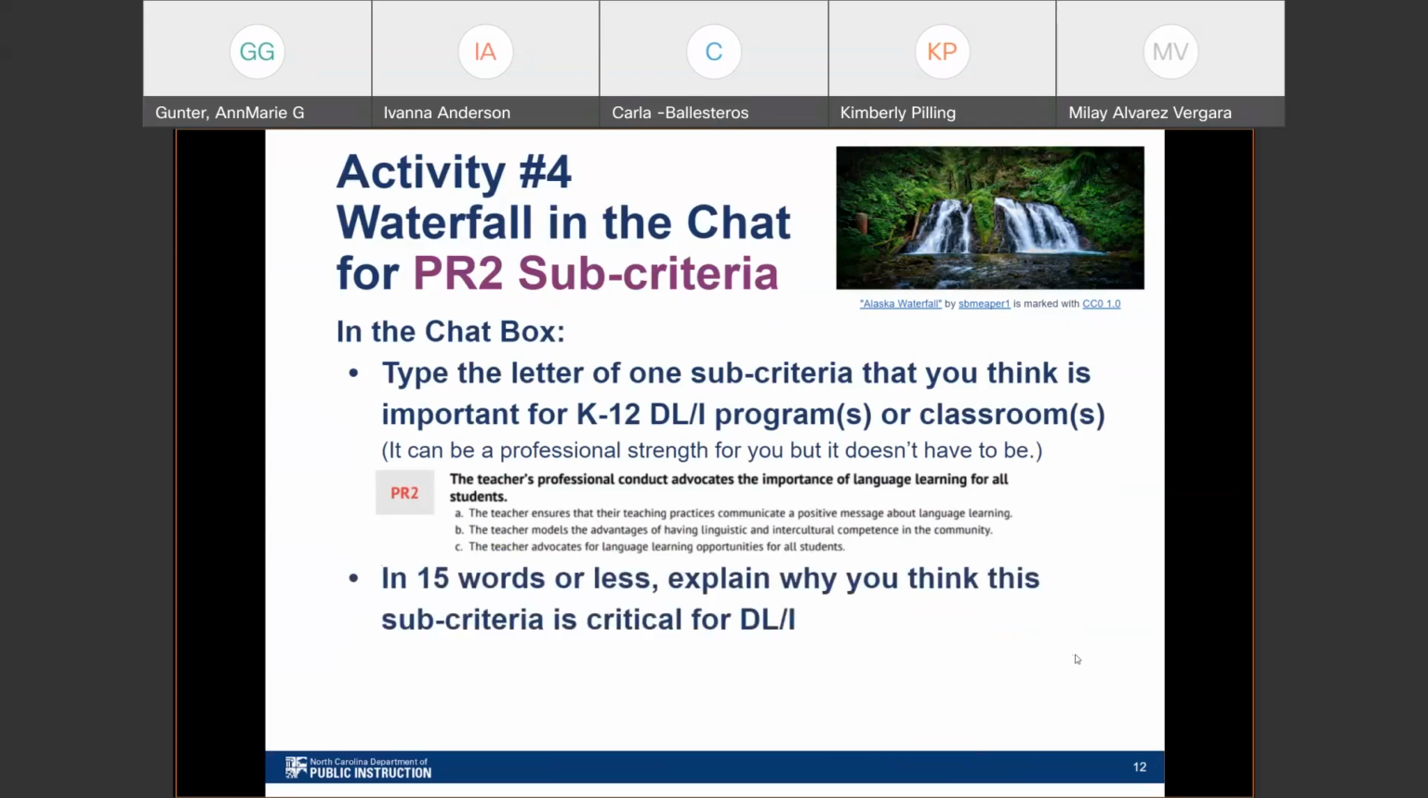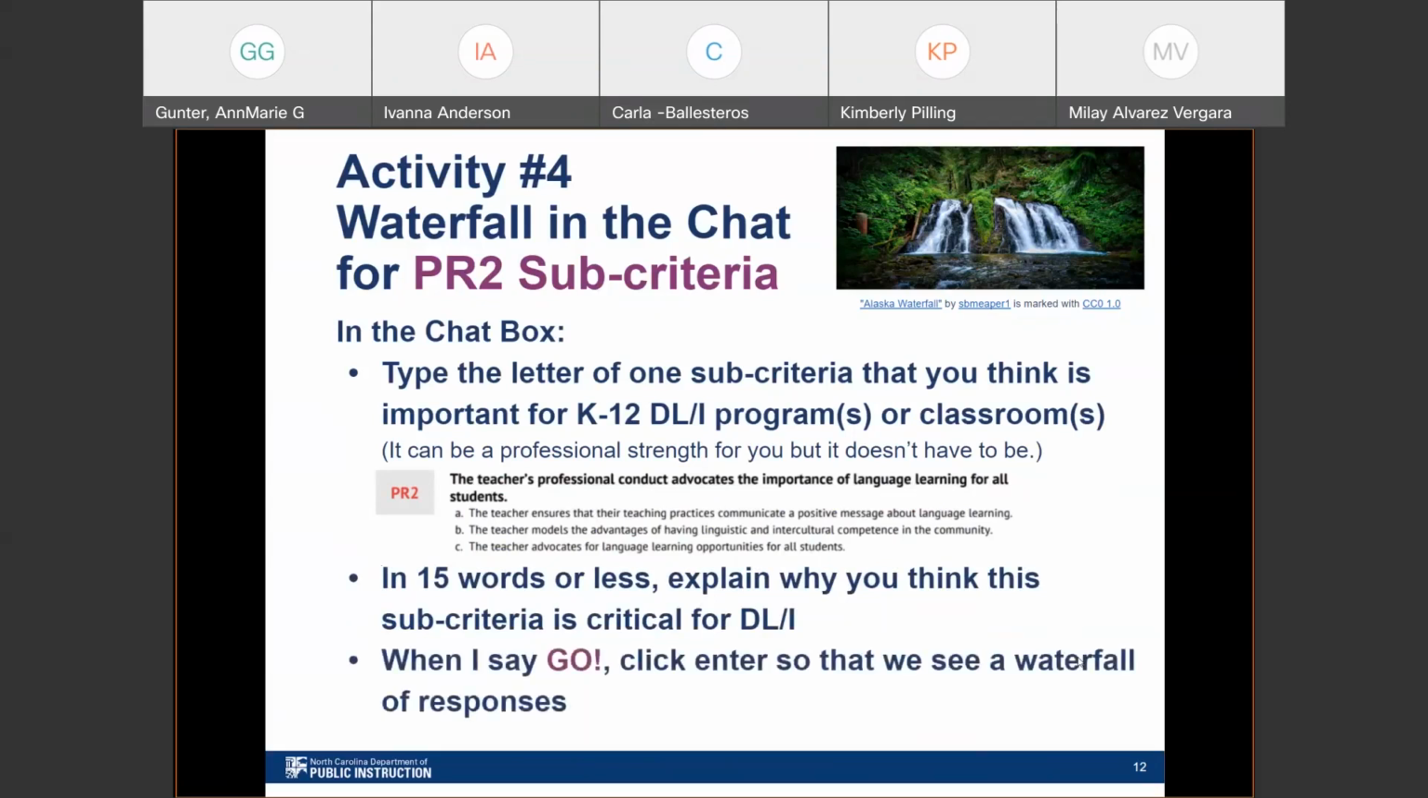Then, in 15 words or less, explain why you think this sub-criteria is so critical for DLI in your own words. But don't send it in the chat yet, because you'll have to wait till I say the magic word there in purple. And once I say that, you'll click enter so that we see a whole waterfall of responses at once. All right, let's go ahead and pause. Please go ahead and type the letter of a sub-criteria that you think is important, and then your explanation, but don't hit send yet.